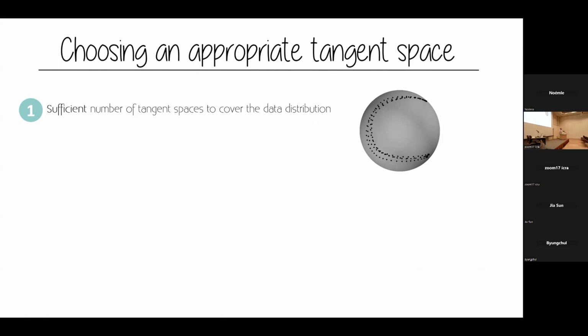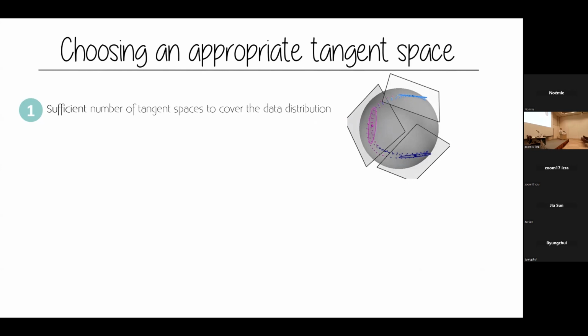And this is actually a question that we are asked all the time: okay, can I just find a proper way to define a tangent space for my problem? The first thing is that we need to think of choosing a sufficient number of tangent spaces to actually represent your data if you're running a learning algorithm. This is exactly what happened, for example, in the case of the Riemannian Gaussian distribution.